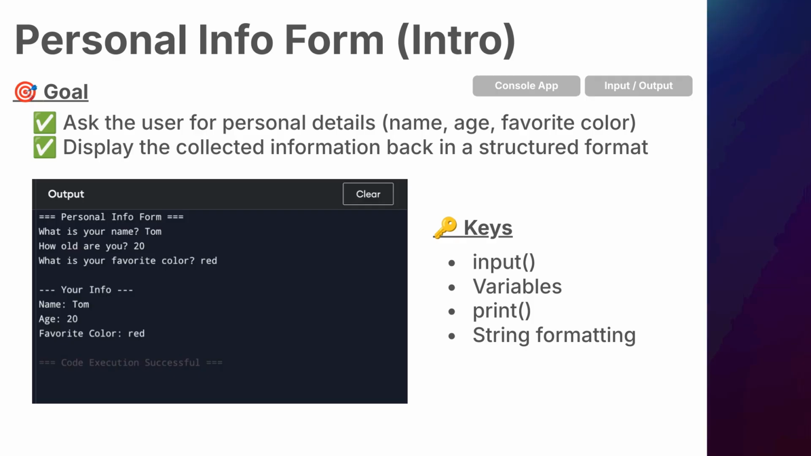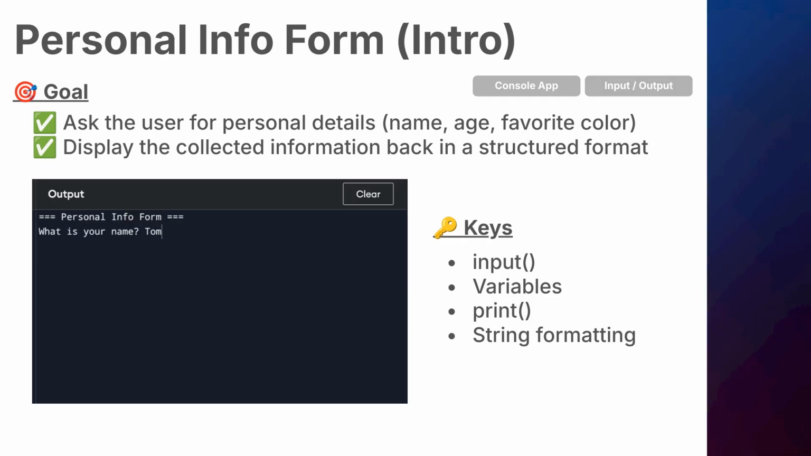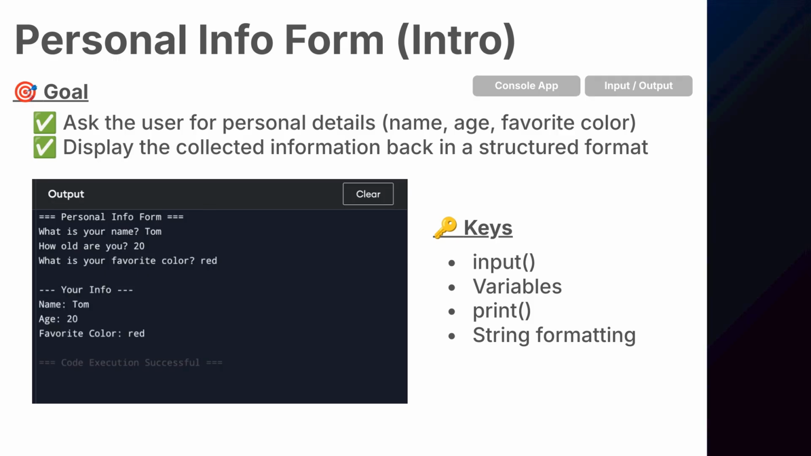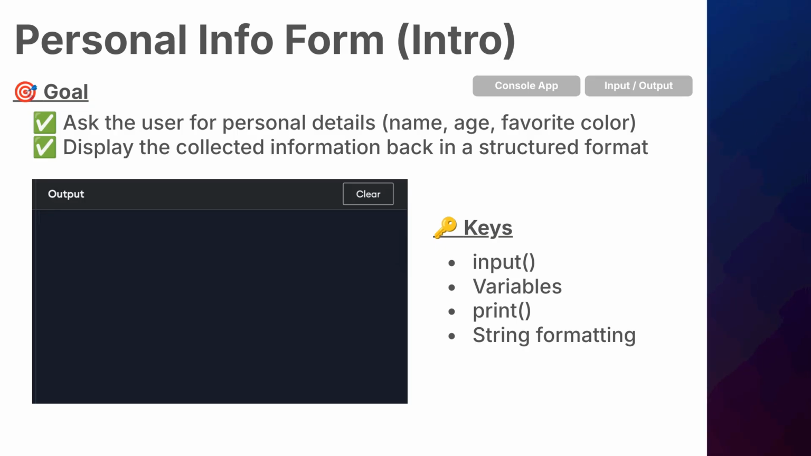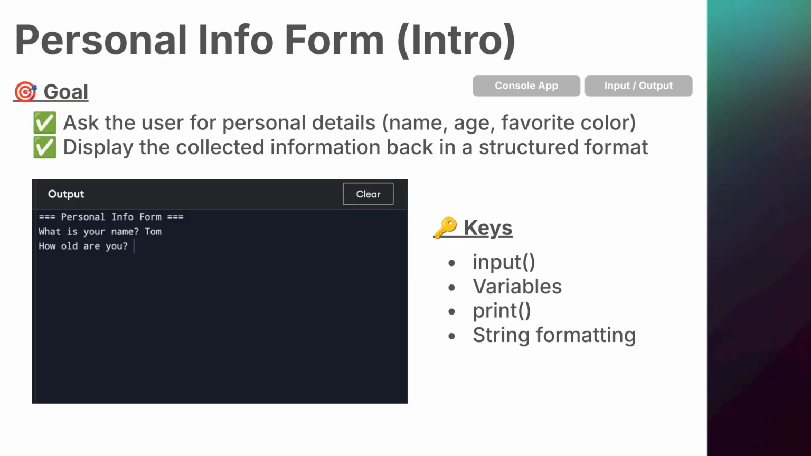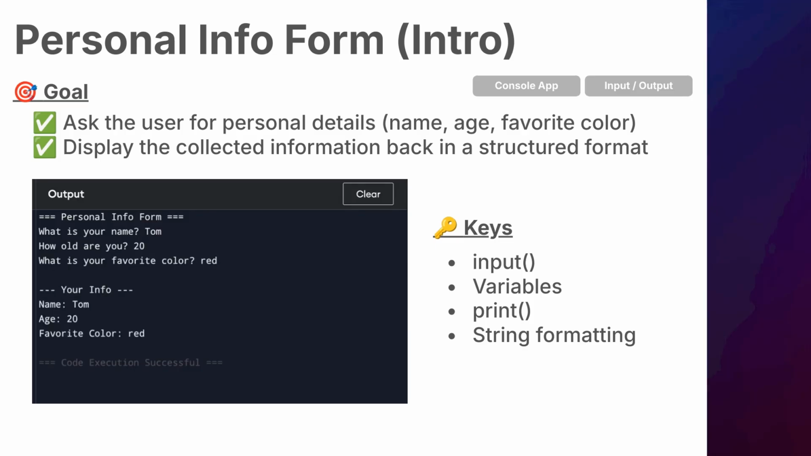While creating this app, you'll practice using the input function to collect data from the user, variables to store that data, and the print function to display results. You'll also get a taste of basic string formatting to make the output look clean and easy to read. These are essential building blocks in Python. Once you're comfortable with them, you can build bigger, more interactive programs with confidence.